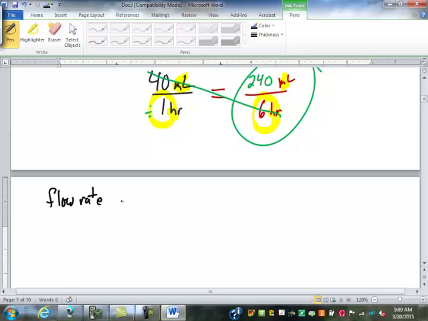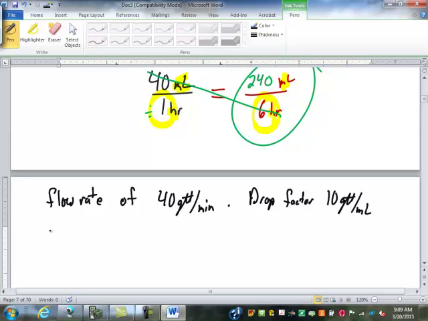So let's say we have a flow rate of 40 drops per minute on a fluid with a drop factor of 10 drops per milliliter. We want to know how long will it take to infuse 1,200 milliliters.